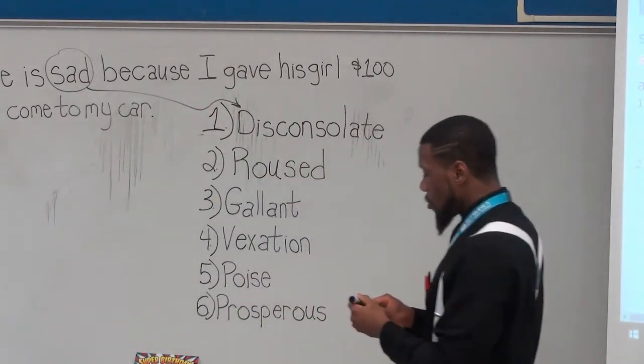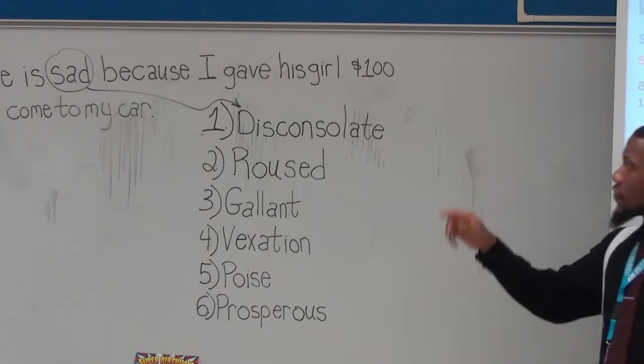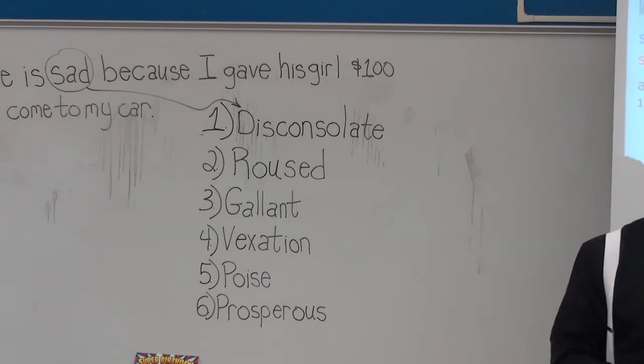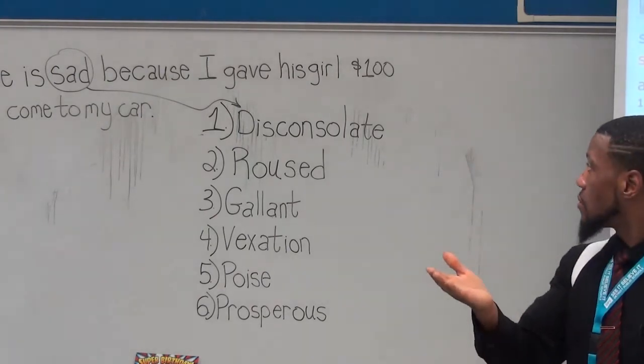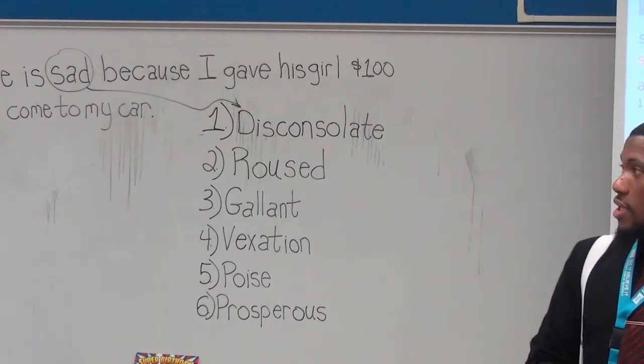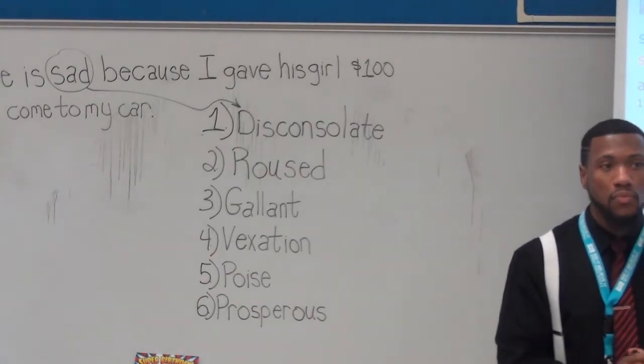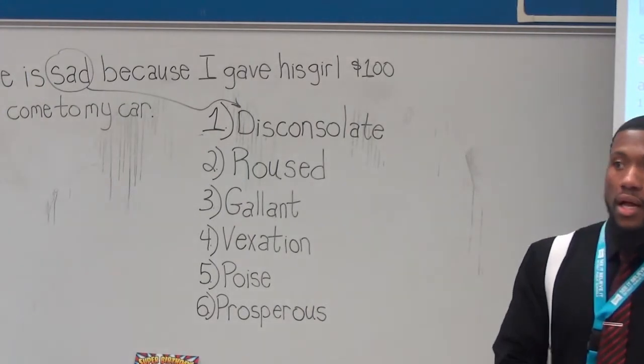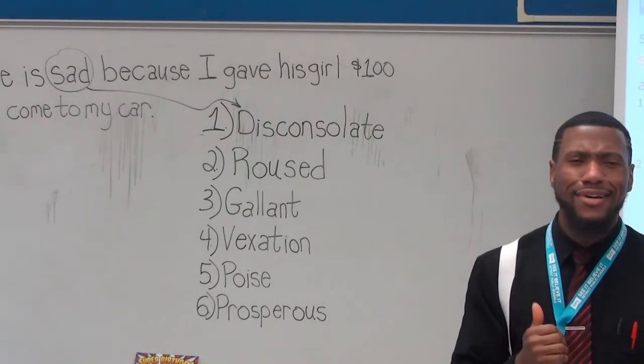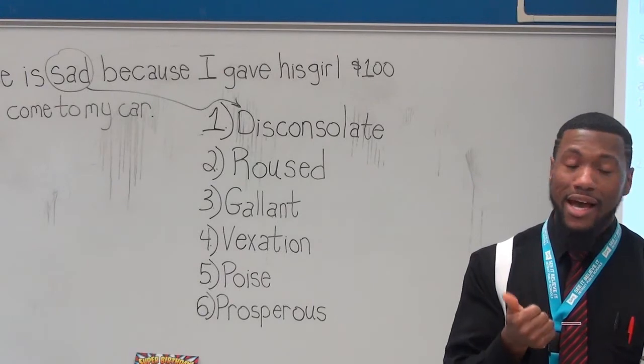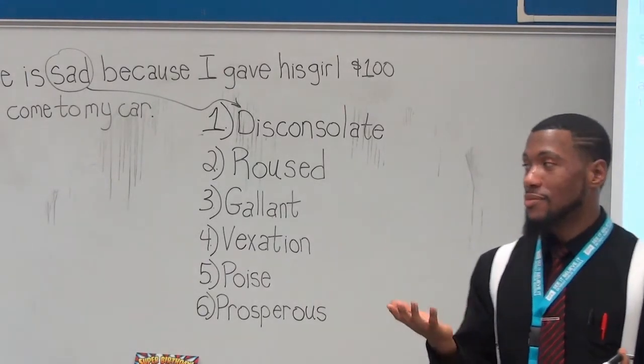Someone read the new sentence substituting sad for disconsolate, and let's see if it makes sense. He is disconsolate because I gave his $100 to come to my car. Okay, does that make sense? No. Why you have a period? You didn't turn into a prostitute. That is a lot of money just for her to come to the car.